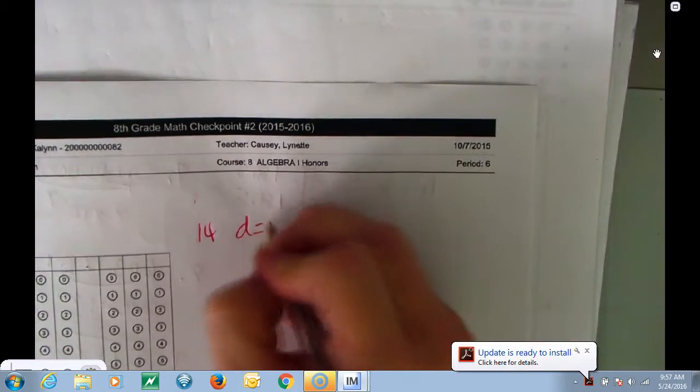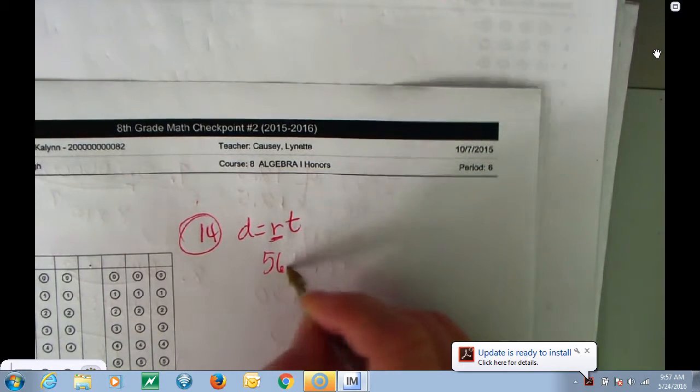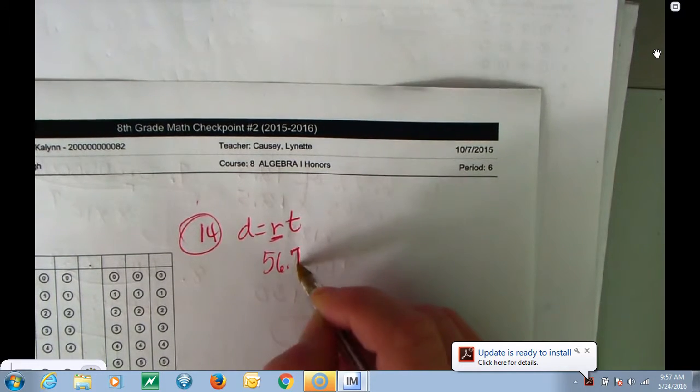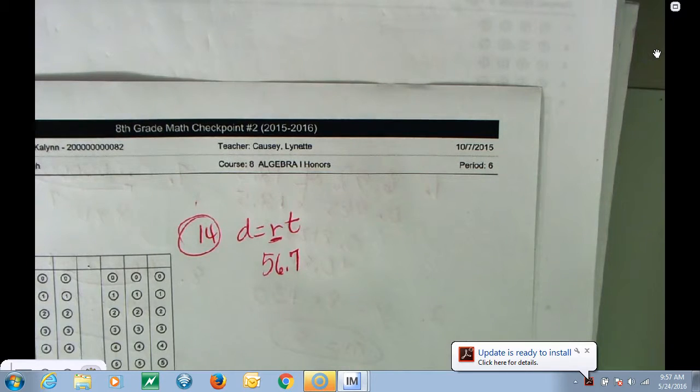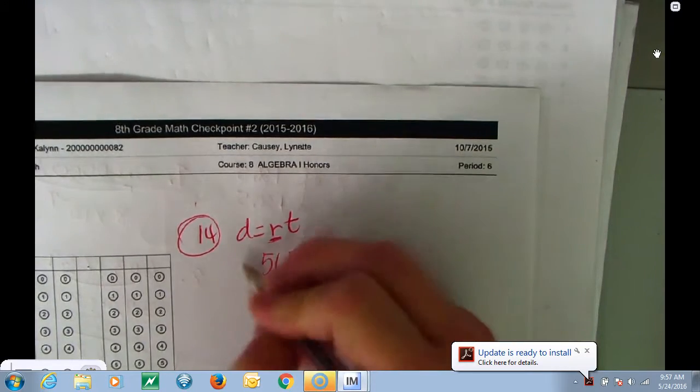14. Okay, I was hoping you'd remember this formula from science. They talk about rate of speed instead of rate, like they do in math. But, and this was a typo, really. If you're going 56.7 miles per hour, really should have been 5, but, okay, in 2.5 hours.